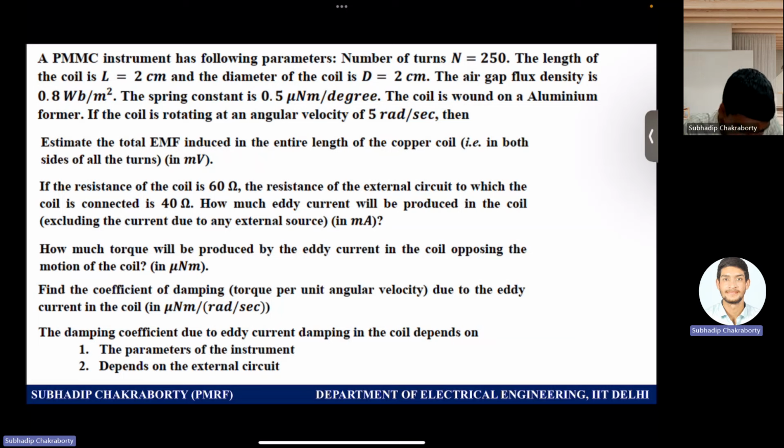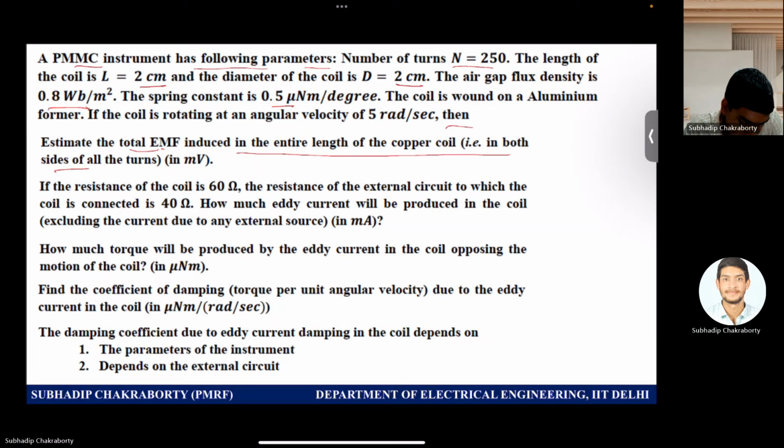The problem says that a PMMC instrument has the following parameters: the number of turns, the length of the coil, which is 2 centimeter, and the diameter of the coil D, which is 2 centimeter again, and the air gap flux density B is given as 0.8, and the spring constant is 0.5 micronewton meter per degree, and the coil is wound on an aluminium former. The coil is rotating at an angular velocity omega of 5 radian per second. Then the estimated EMF induced in the entire length of the copper coil is asked to be determined, that is, around both sides of the turns, for both the conductors of the coil.